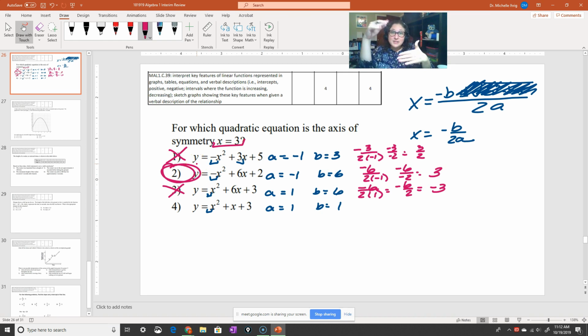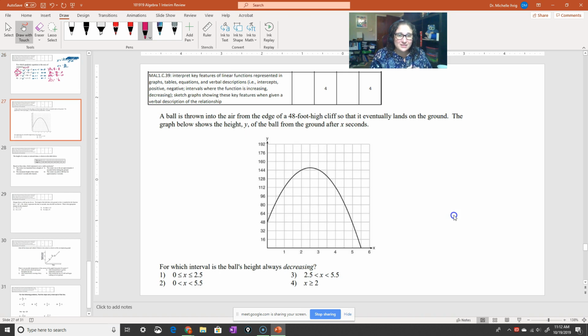All I did was the opposite of b divided by 2a, each time. I can prove this with the one down here: the opposite of b is -1, divided by 2 times +1, gives me -1/2. So you're good, choice 2. Next, a couple more questions, and then we can do the Kahoot if you want to.